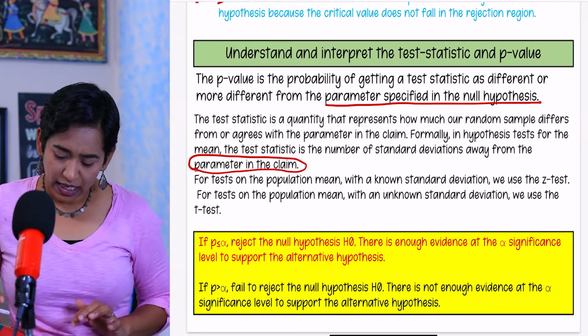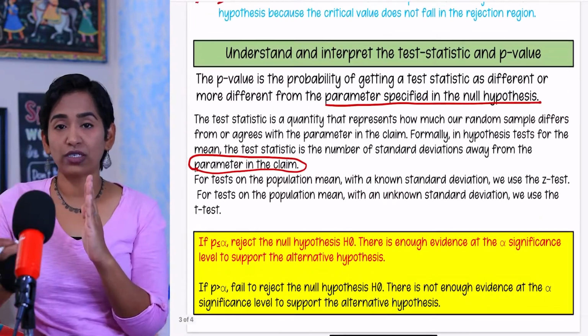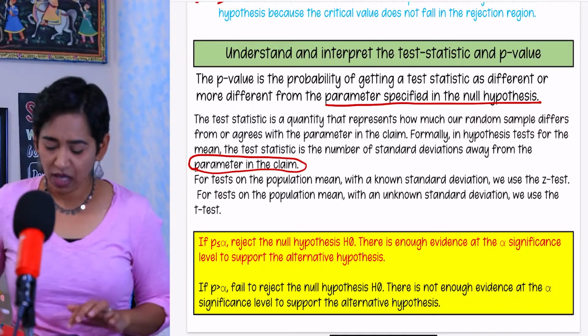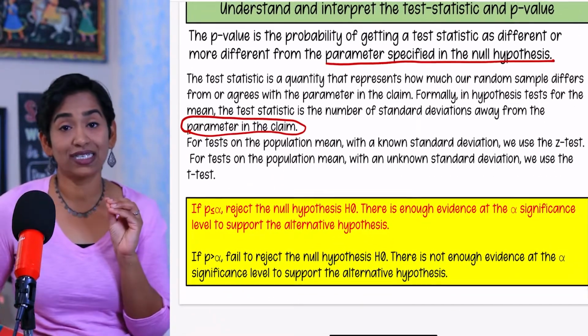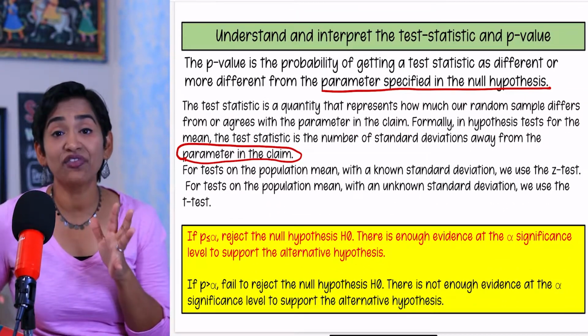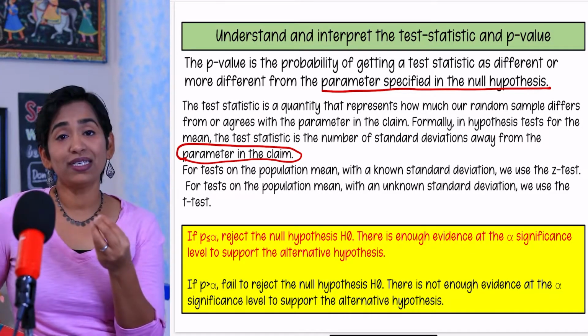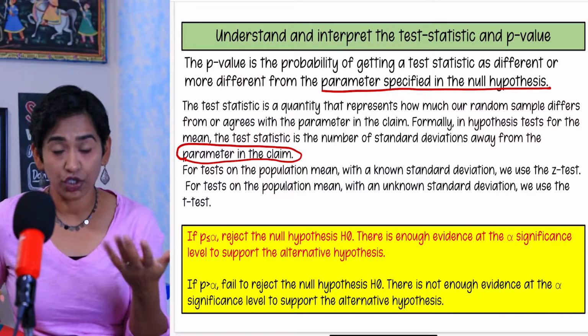All right. Now, so what happens? We've seen the rejection region. If it falls in the rejection region, boom, you reject. The next is the p-value. Remember, you compare your p-value to alpha. What is alpha? Alpha is your significance level. What is your significance level? It's the probability that you reject your null hypothesis when it's actually true.